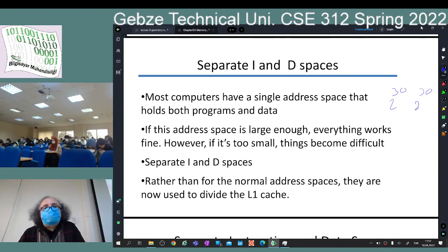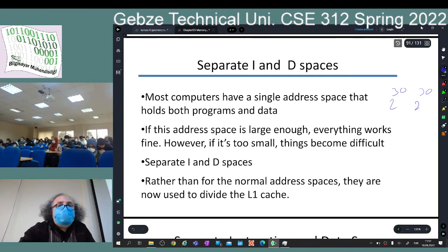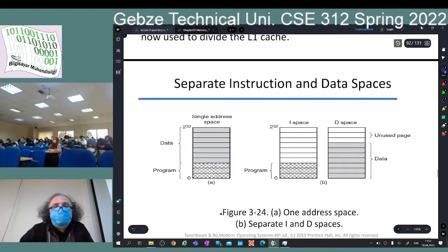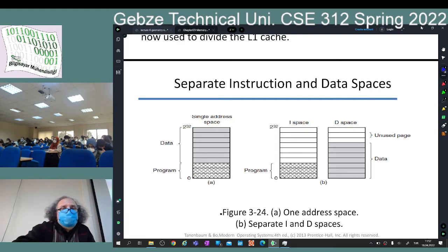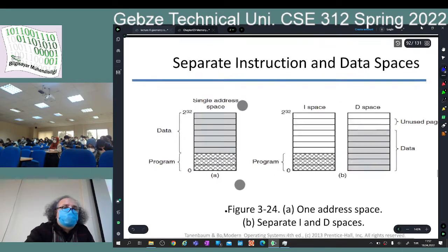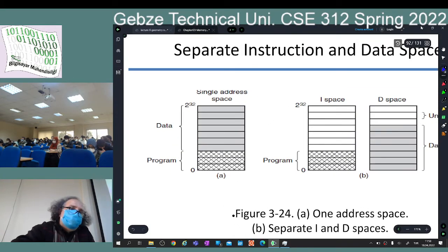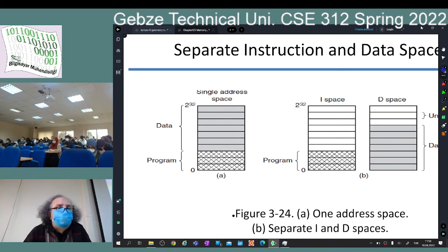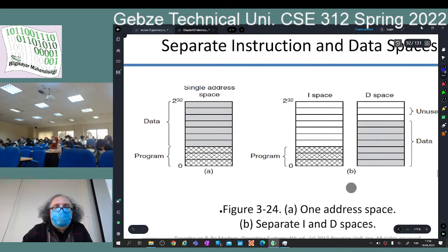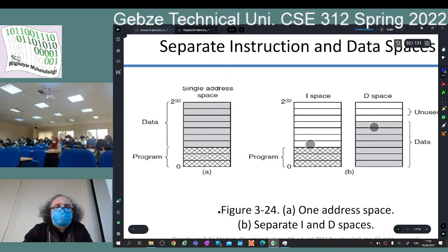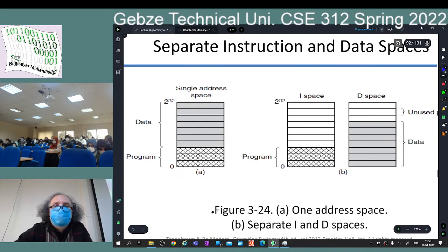The other thing is that keeping these I and D spaces separate. Okay, this is the picture. Previously, I had to keep all of my program and the data in this virtual address space, 2 to the 30 bytes. Now I have 2 separate spaces. Each one is 2 to the 32. This part is unused for program. This part is unused for the data space.